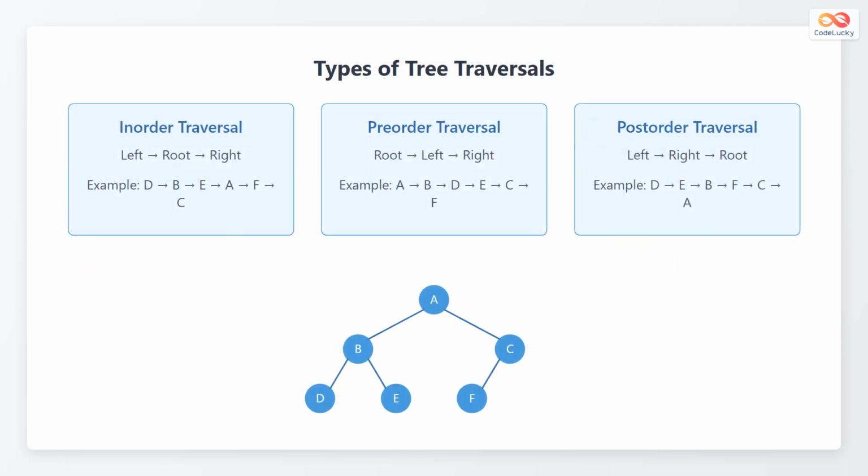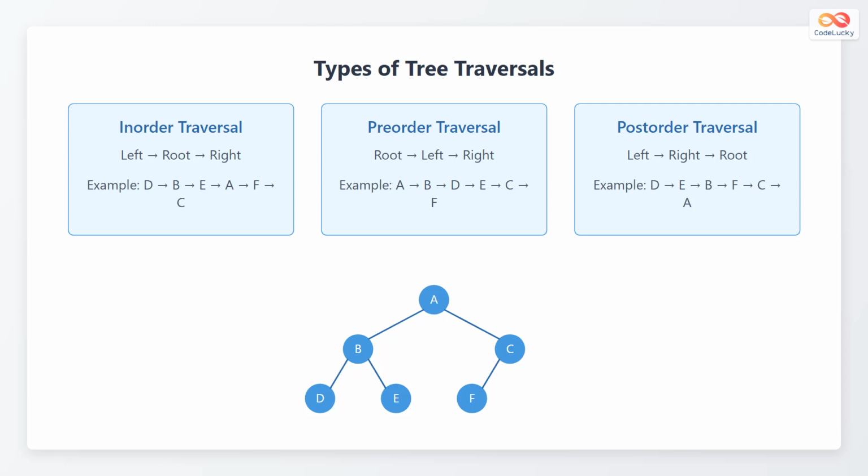Now let's discuss the three primary types of tree traversals: inorder, preorder, and postorder. In inorder traversal, we visit the left subtree first, then the root, and finally the right subtree. This order is typically represented as left, root, right. In preorder traversal, we start by visiting the root followed by the left subtree, and then the right subtree, represented as root, left, right. Lastly, in postorder traversal, we visit the left subtree, then the right subtree, and finally the root, represented as left, right, root.